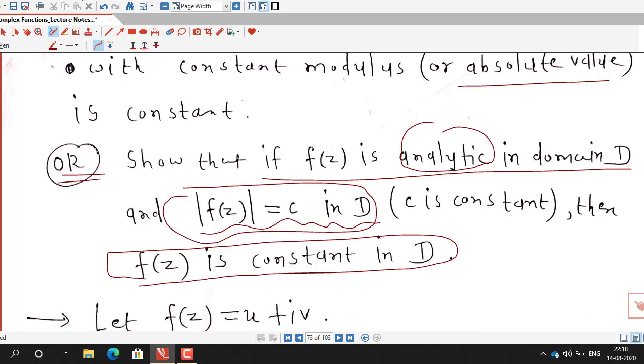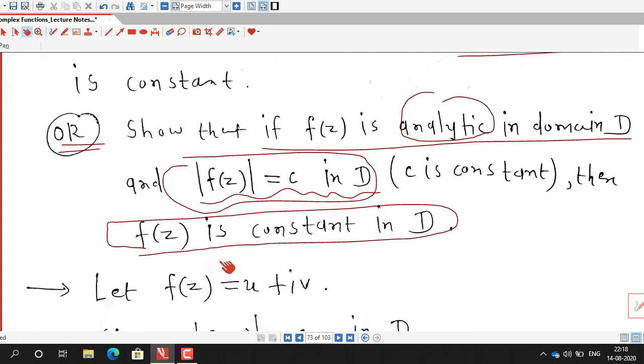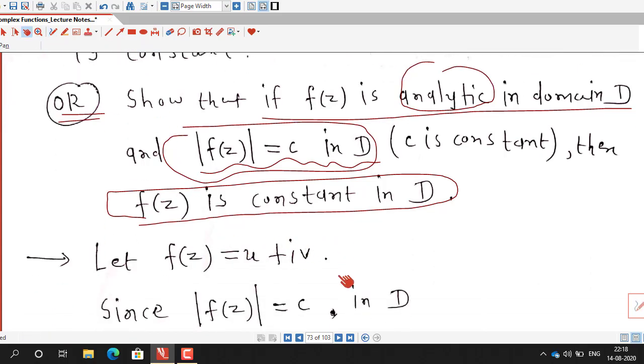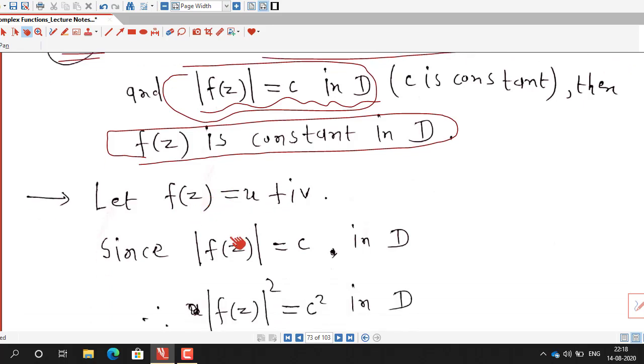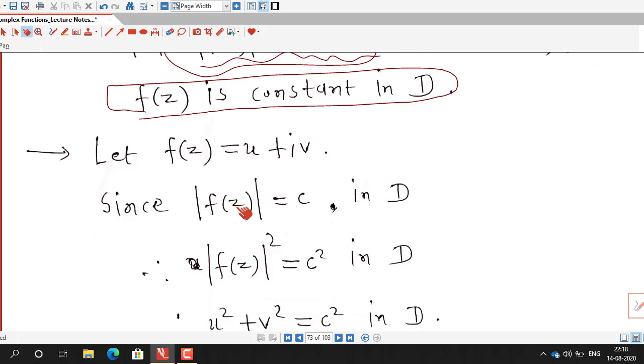So we start by taking f of z equal to u plus iv, and it is given that modulus of f of z is constant, and by the definition, modulus of f of z is under root of u square plus v square. So first we take square on both sides. Mod f of z is c, therefore if we take square on both sides, square of absolute value of f of z is c square in D.